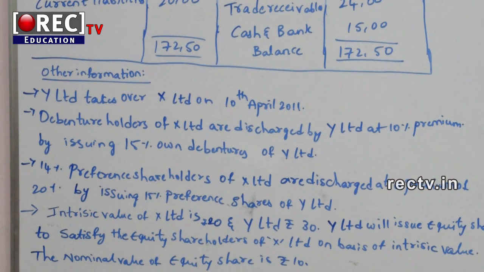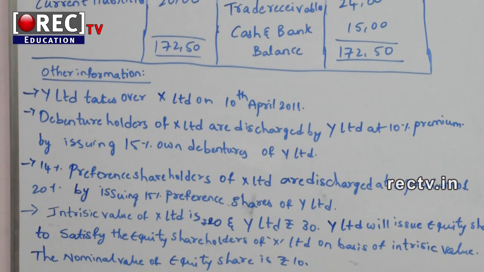If you look at the balance sheet of X Limited, the debenture holders are holding 40 lakhs at a 12% rate. Now they are discharged by issuing own debentures of Y Limited. Let us first consider whether to take these debenture holders in the calculation of purchase consideration or not. We have already seen the purchase consideration is nothing but the amount paid by the purchasing company only to the shareholders of the selling company.